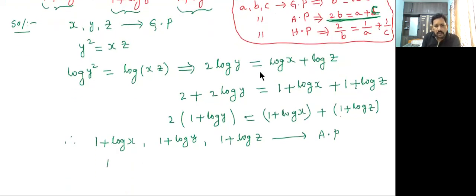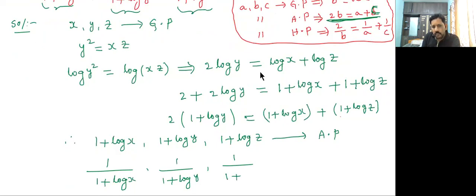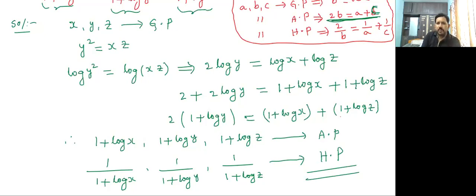But see the question, that is reciprocal. Write the reverse: 1 by (1 plus log x), 1 by (1 plus log y), 1 by (1 plus log z). The AP series, I have written reciprocal. It is going to HP series. So the final answer is HP series.